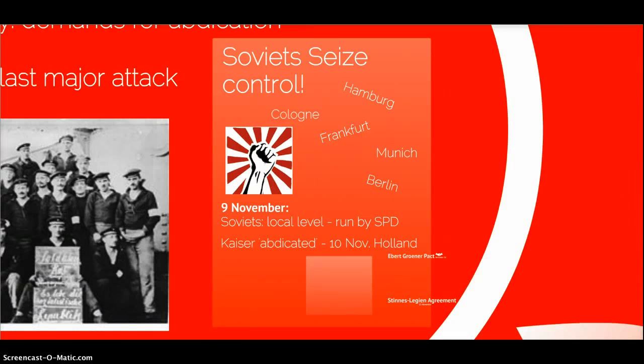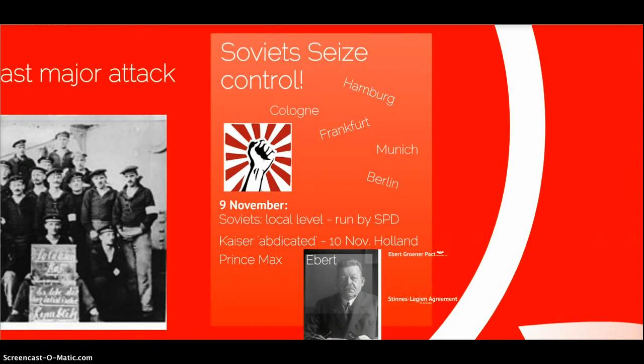It's realised now by the elite that their attempt to restructure Germany, the so-called revolution from above, has failed. Prince Max announces the abdication of the Kaiser without telling him on the 9th of November. And on the 10th of November, the Kaiser flees to Holland. Prince Max has realised himself that this revolution from above has failed, and he appoints Ebert as the next Chancellor of Germany. So Ebert is now the next Chancellor of Germany.